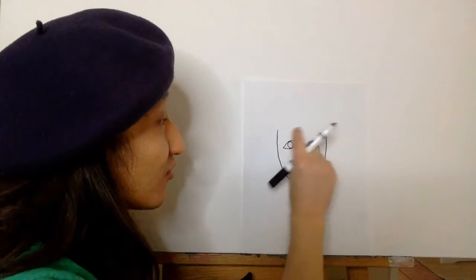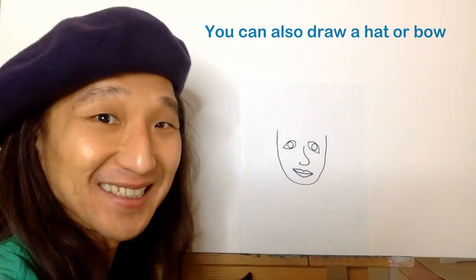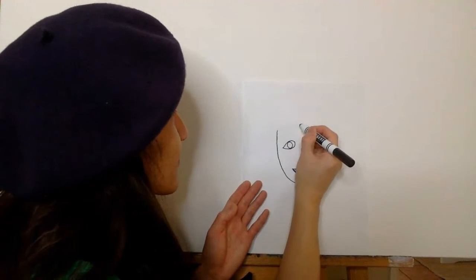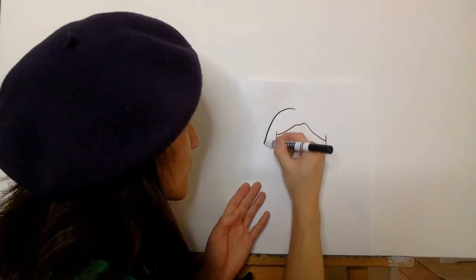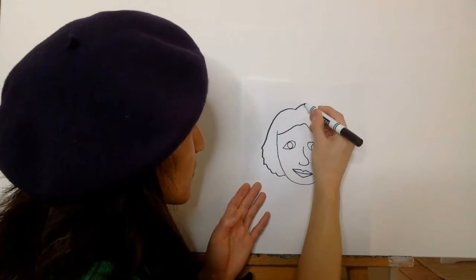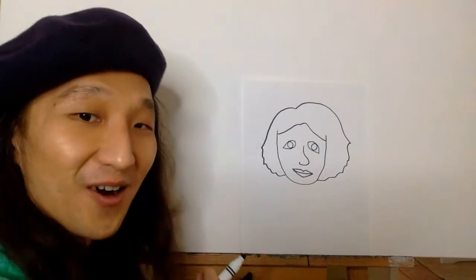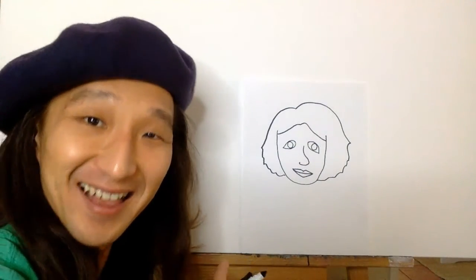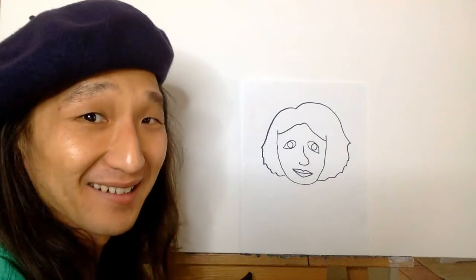Once you have your facial features drawn in, let's go ahead and do our hair. Now, when you do your hair, you can also add a hat or a bow. That's your choice. Go ahead and draw the hair above your face near the top of the paper. Okay, I did my hair. How is your hair looking? Did you decide to add a hat or a bow?